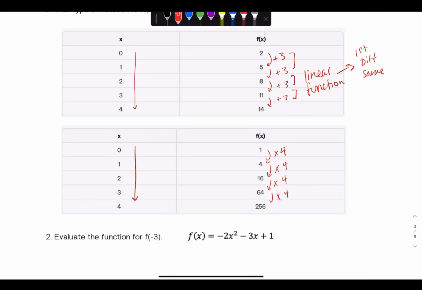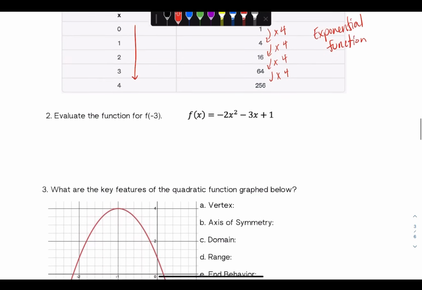All right, so if we're multiplying by 4, this is going to be an exponential function. So you're going to want to make sure that you know how to tell the difference between a linear function, an exponential function, and a quadratic function. Those are the 3 main functions that'll be on your EOC. All right, let's take a look at number 2.